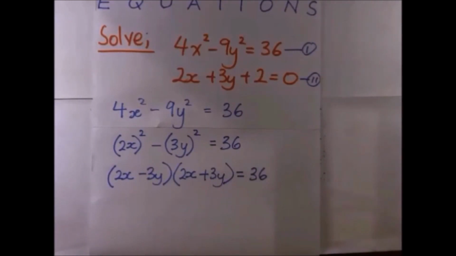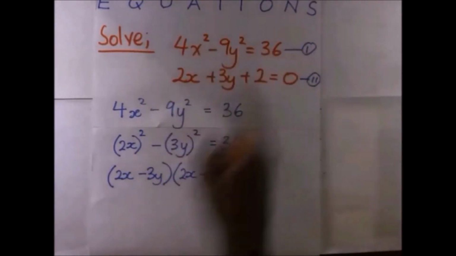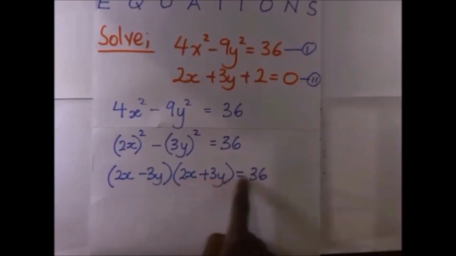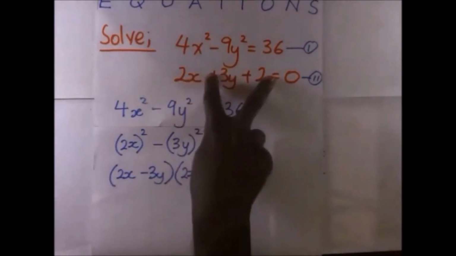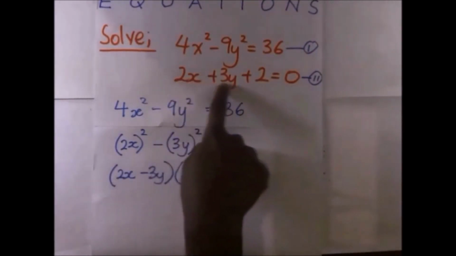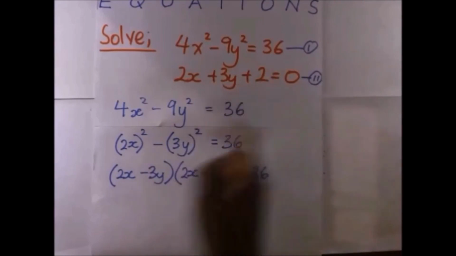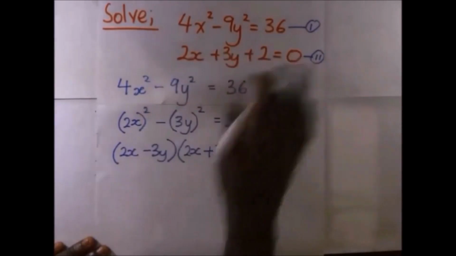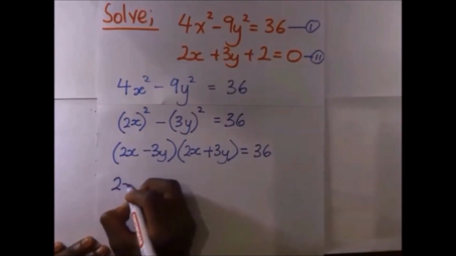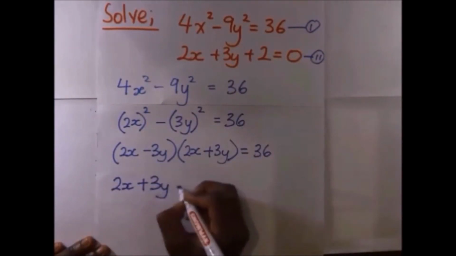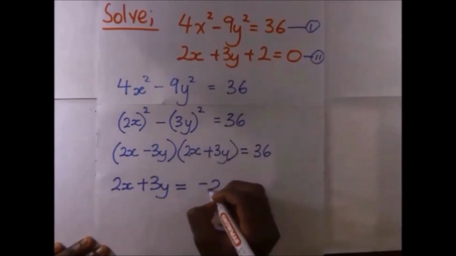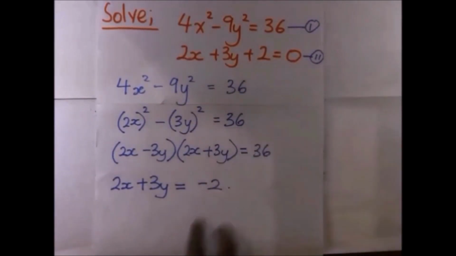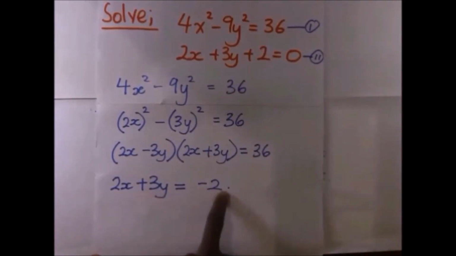So now it means that our equation 1 has now become this: (2x minus 3y)(2x plus 3y) is equal to 36. But if you look at our second equation, if we are to collect like terms, we put the whole numbers on one side, from this second equation we get that 2x plus 3y is going to be equal to negative 2, if we are to push this to this side.